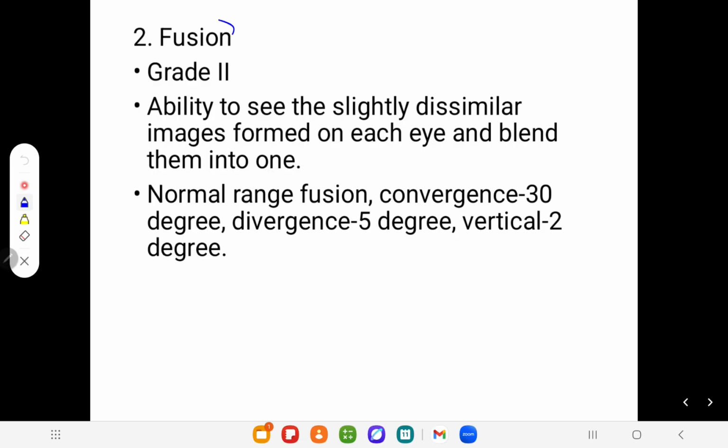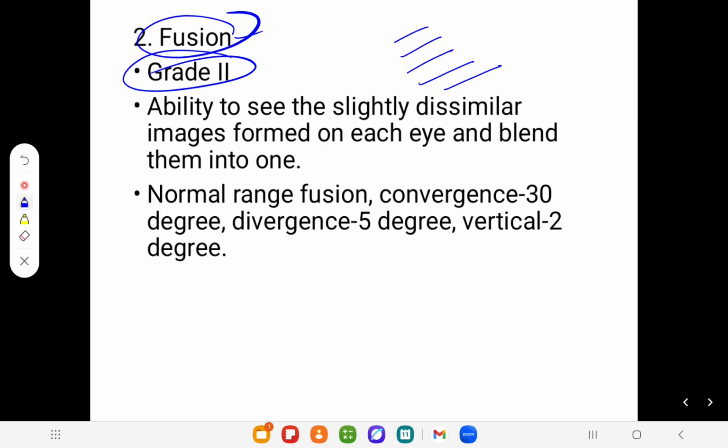And after simultaneous macular perception, grade 2 is very important, fusion. And I have already told you what the prerequisites for fusion are. Images must be the same size, same shape, same color, same contrast, same focus, and the two eyes should have the same visual direction. Yes, obviously, if the visual direction is different and the eye and brain adapt to abnormal retinal correspondence, there can be fusion, but that's not a good fusion, definitely. Okay, so the ability to take slightly dissimilar images to fuse with each other and blend into one.